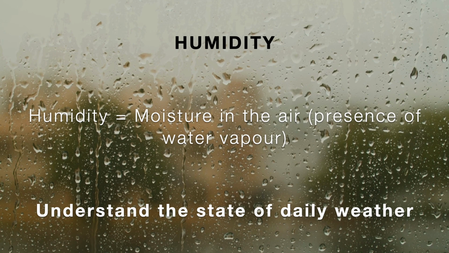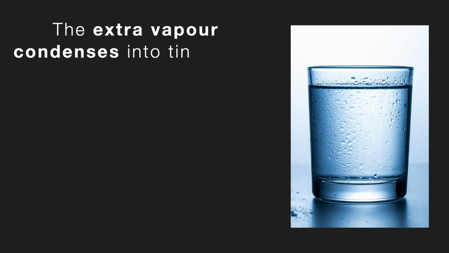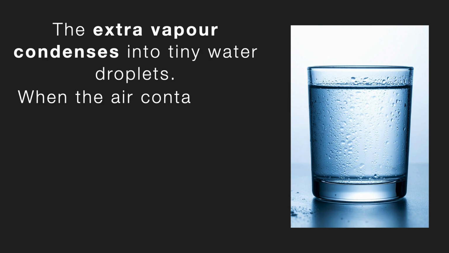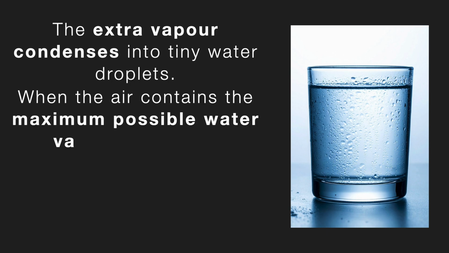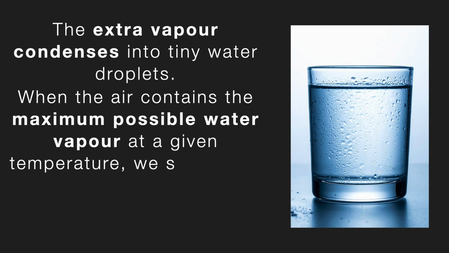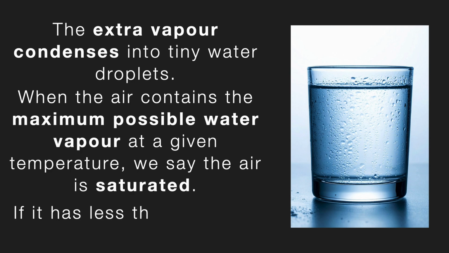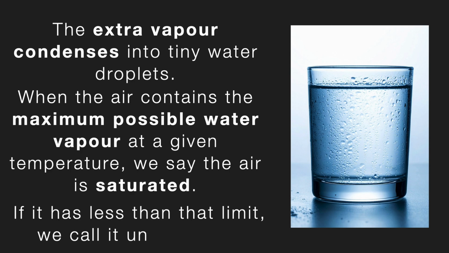Now, air can hold only a certain amount of water vapor at a given temperature. If this limit is crossed, the extra vapor condenses into tiny water droplets. So, when the air contains the maximum possible water vapor at a given temperature, we say the air is saturated. If it is less than the limit, we call it unsaturated.